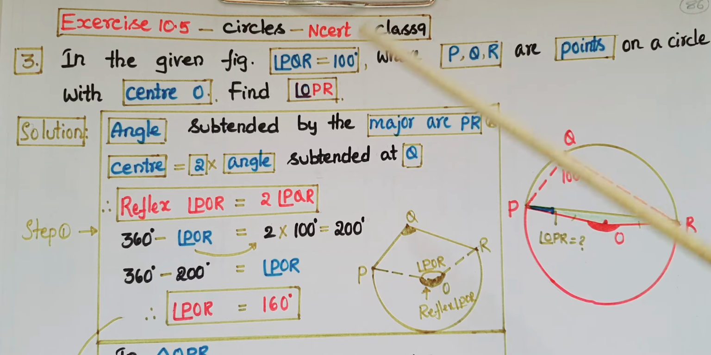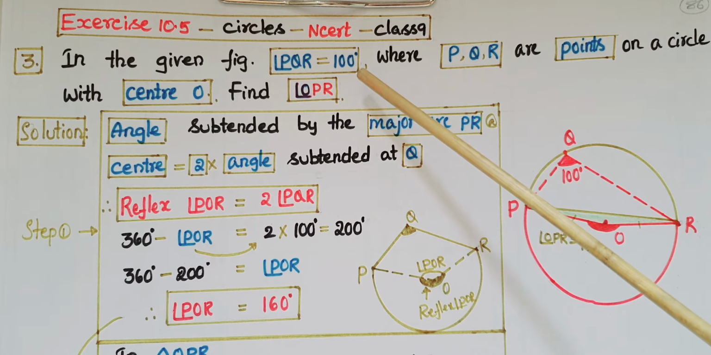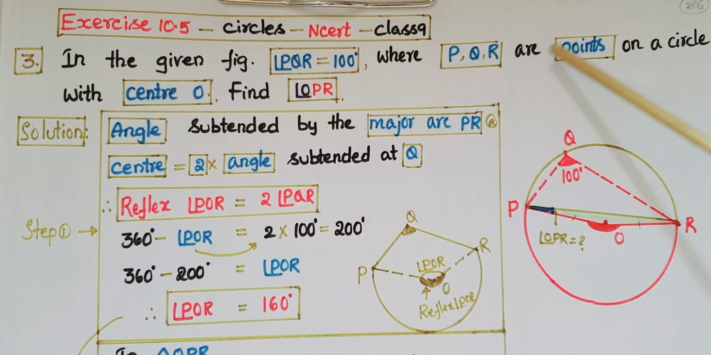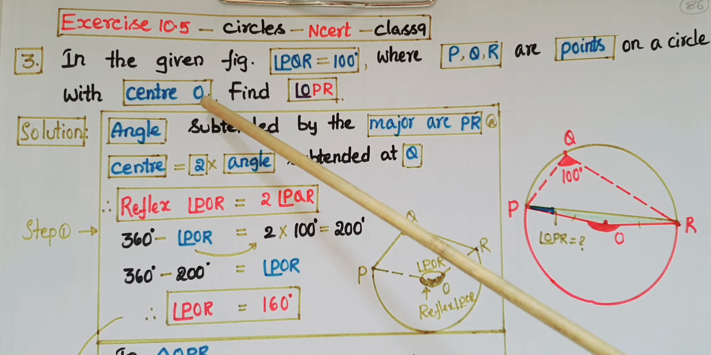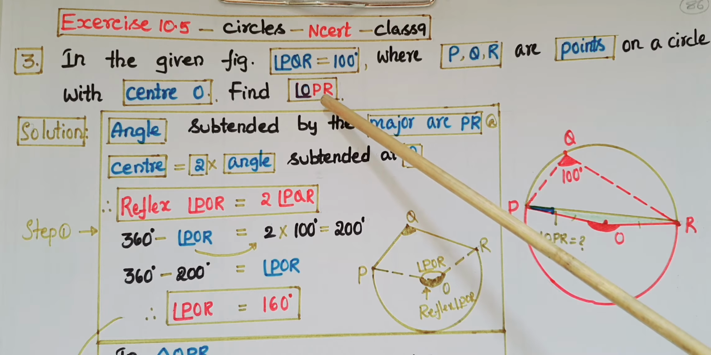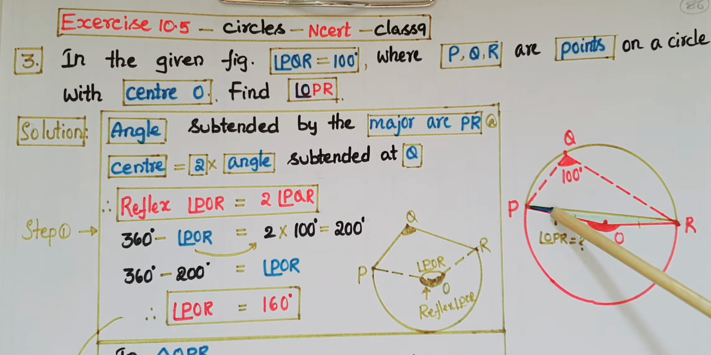This is the third problem. In the given figure, angle PQR is equal to 100 degrees. P, Q, R are points on a circle with center O. So PQR are points on this circle and the center of the circle is O. Here we have to find angle OPR.